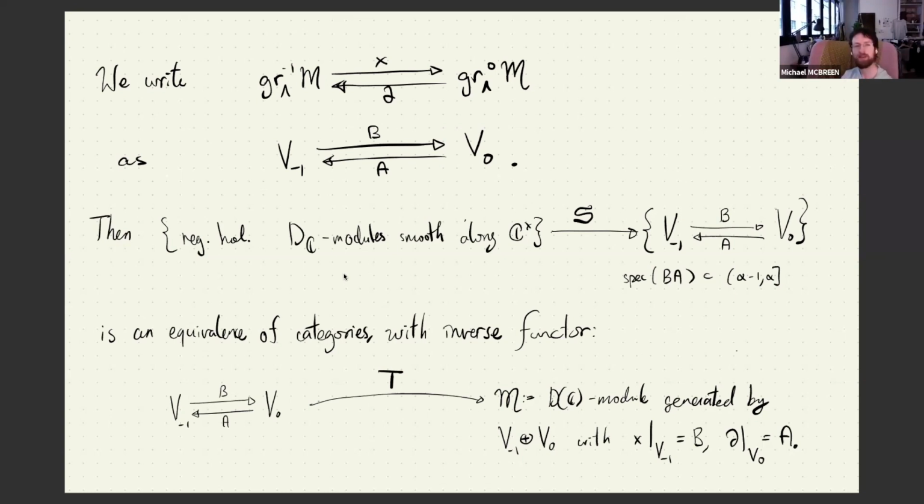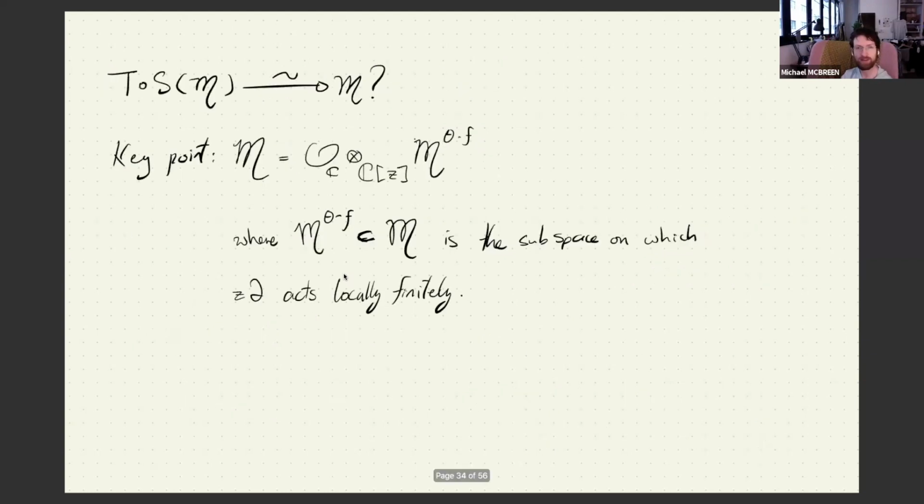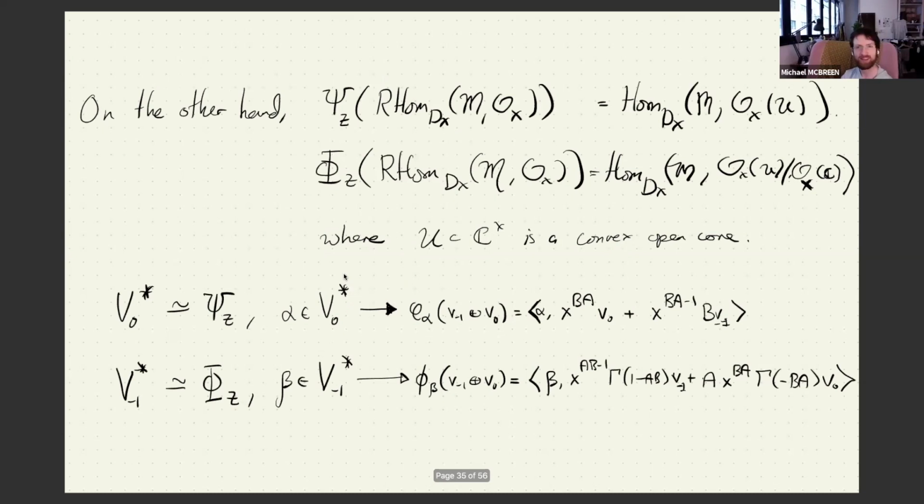Okay, so again, I left this stuff in the notes, but let me not go through all the details here. There's also a description of the explicit correspondence between the vanishing cycles.